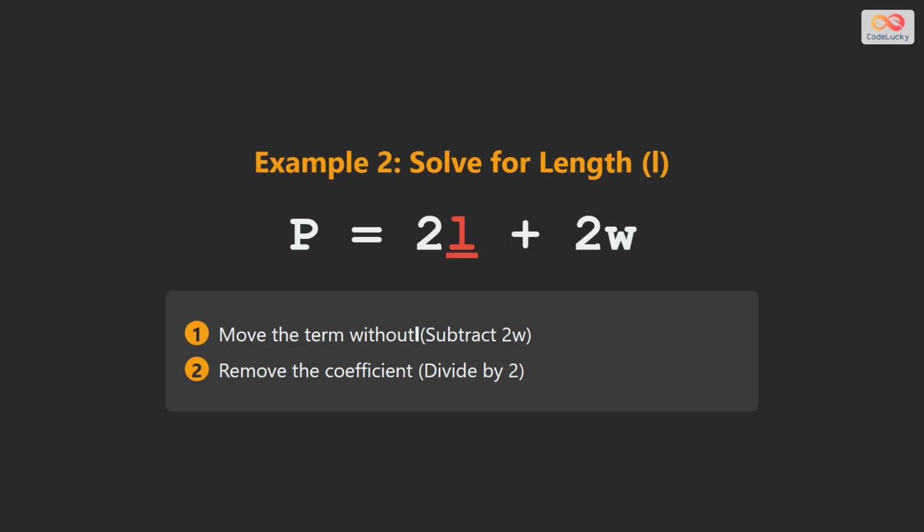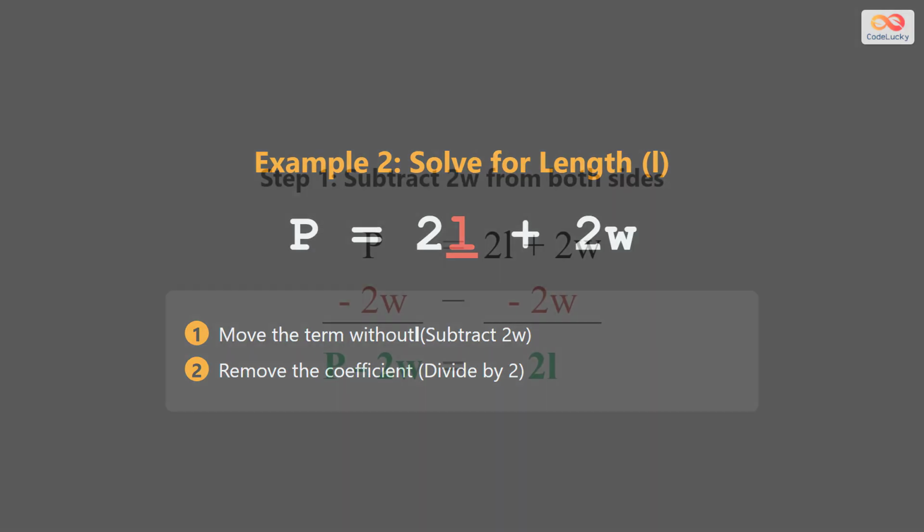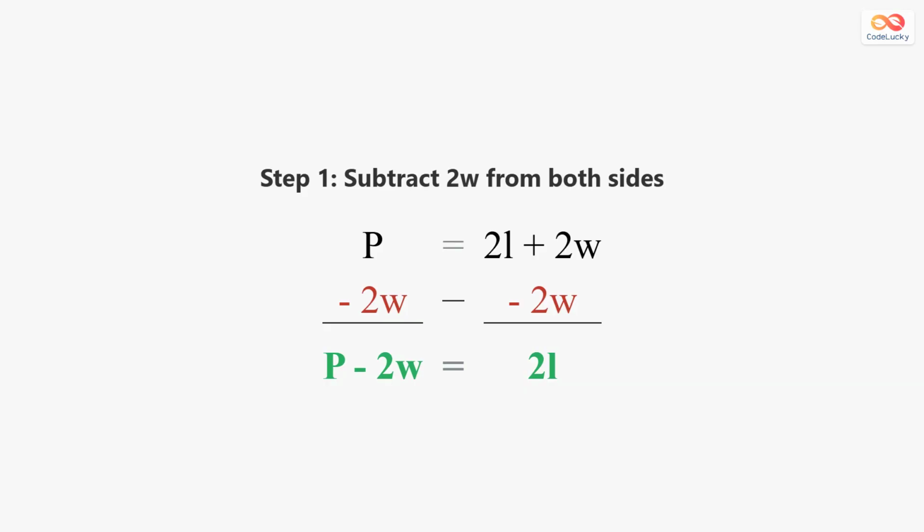Let's try a harder one. The perimeter formula is P equals 2L plus 2W. Let's say we want to solve for L. This is a two-step process. First, we need to move the term that does not contain our variable. We want to move the positive 2W, so we subtract 2W from both sides. Now we have P minus 2W equals 2L.